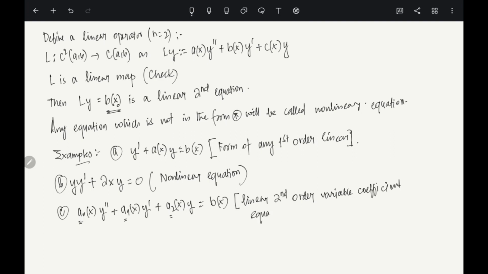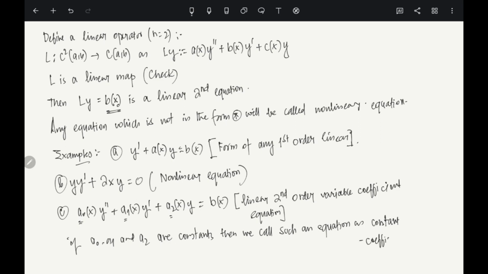Okay, variable coefficient, linear second order ODE. And if a0, a1 and a2 in this case are constants, then we call such an equation a constant coefficient linear equation.